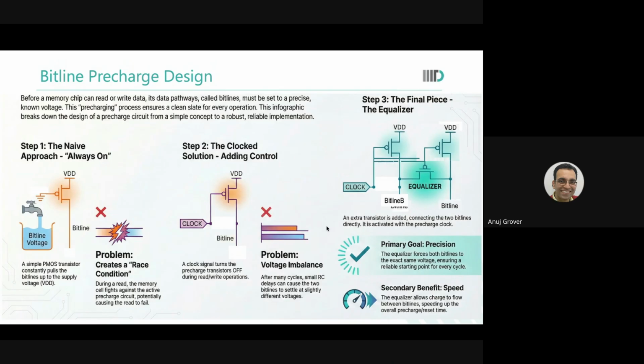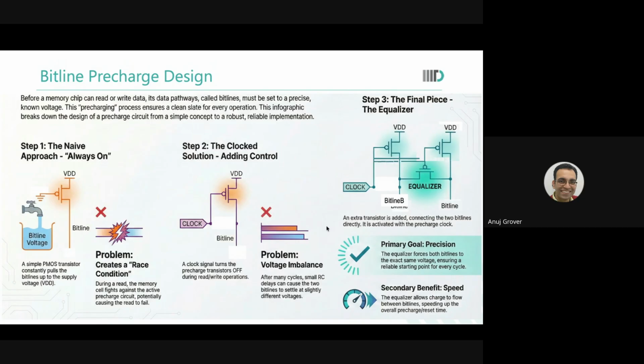Sorry? It's a PMOS. So the other side will also get to the same voltage. There's no VT drop that we will observe in a PMOS. But even then, I use the word almost equal, not equal. Why? So you're saying because of leakage current. No, it's not because of leakage current.